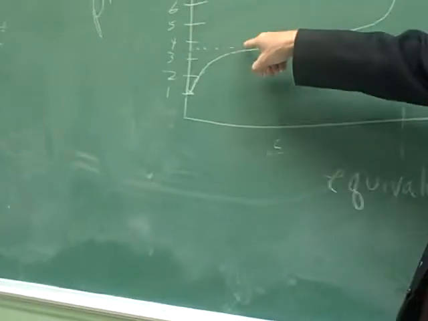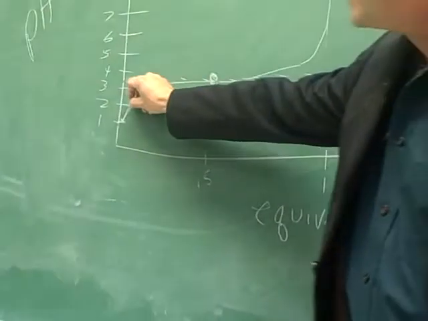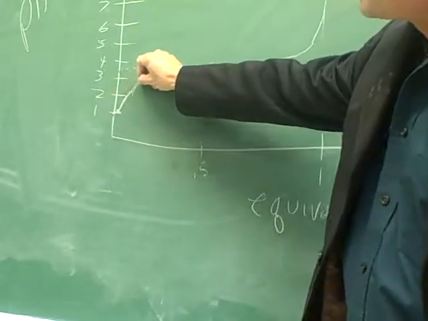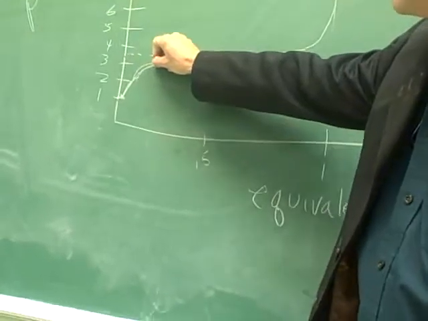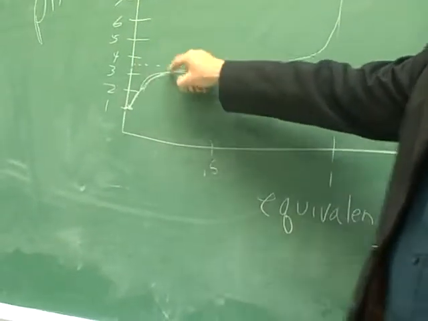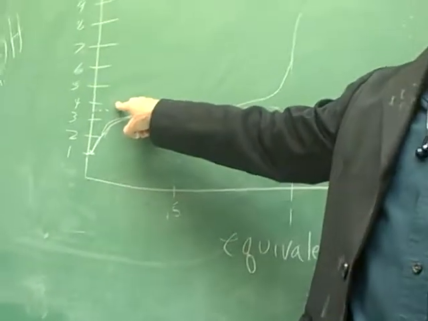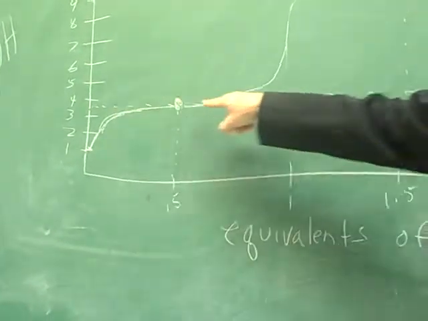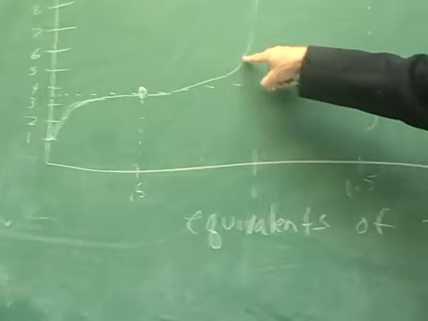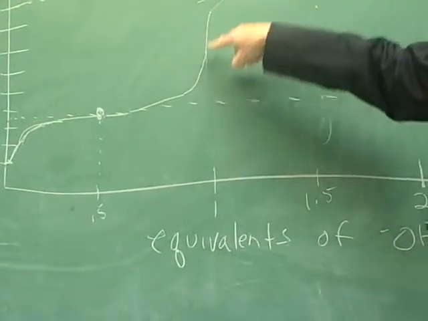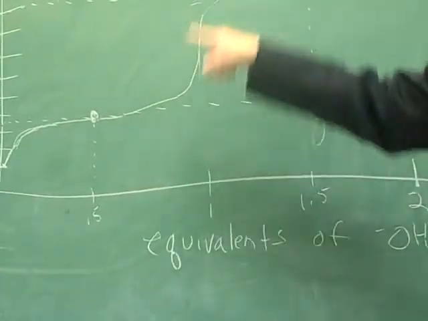That's why, if I go down to 2.5, this starts to flatten out at around 2.5, because that's within 1 pH unit of 3.5. And then once I get to about 4.5, that's when you'll be way over here.